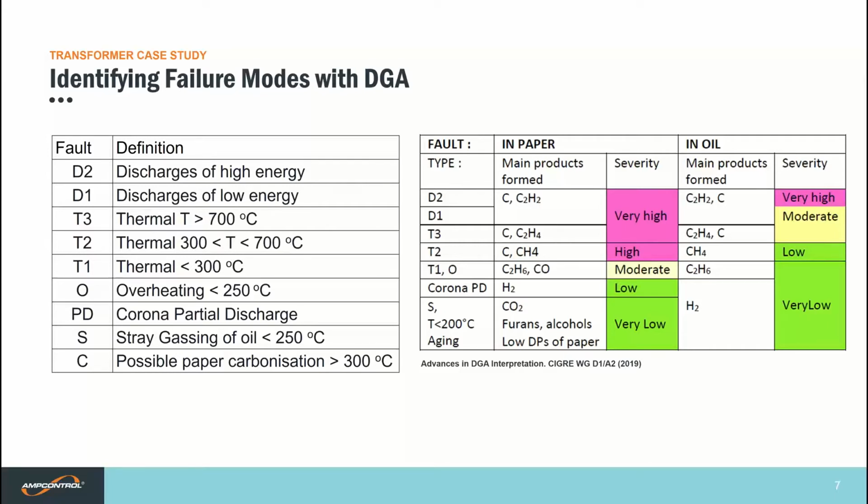So let's have a look at D2, discharge of high energy. This can occur, as any fault can, in the oil or in the paper insulation. Either way, the severity of the fault is very high. This table is taken from a technical brochure published by CIGRE in 2019. It's called Advances in DGA Interpretation. So the next case study we will look at has a T3 problem. That's high temperature heating, above 700 degrees Celsius, possibly. And if this occurs in the paper insulation, the severity is very high. If it occurs in the oil, the severity is less.